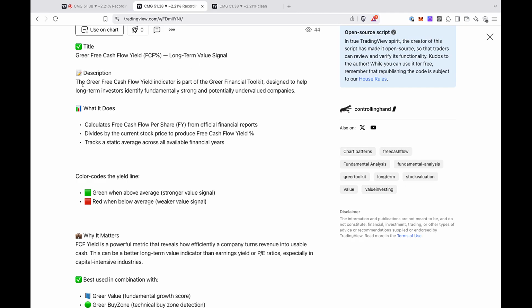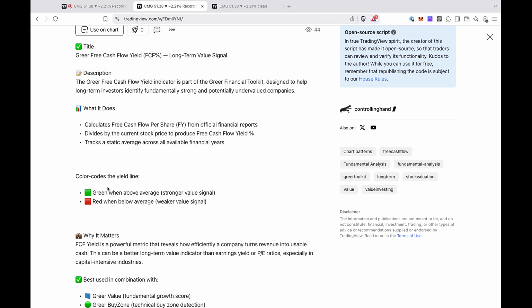Basically, it's another part of the Greer Financial Toolkit designed to help long-term investors identify fundamentally strong and potentially undervalued companies. What it does is calculate the free cash flow per share, so that's just how much cash the company is generating from its revenues. I take that and divide it by its current stock price to produce a free cash flow yield percentage. It also tracks the static average across all of the available financial years, and I'll dive a little deeper into that as I walk through the indicator.